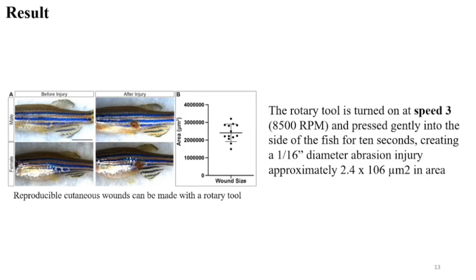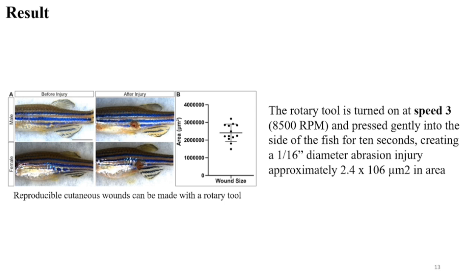So for the results, here we have the images of male and female fish before and after cutaneous wounding, showing the consistent wound formation using the rotary tool. Because when you study, you want the wound to be consistent. Here is the quantification of the wound area, with each dot representing a single fish. Here we have 13 fish, and the error bars indicate the mean area and the standard deviation.